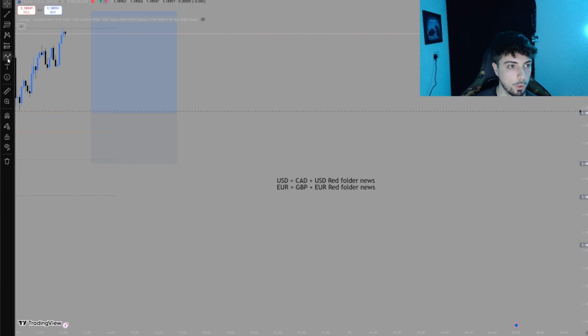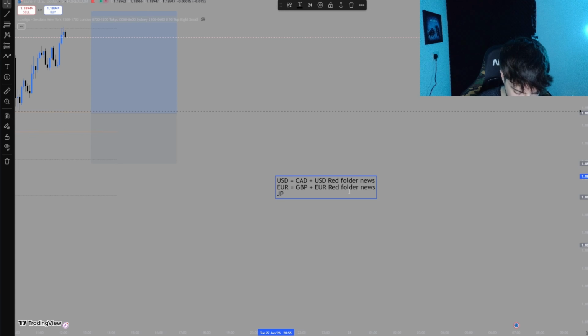Okay, so we do not take, oh, and JPY. JPY is just JPY, red folder news. But with the yen, most of that news happens overnight, obviously during Asia session. So normally that is okay.